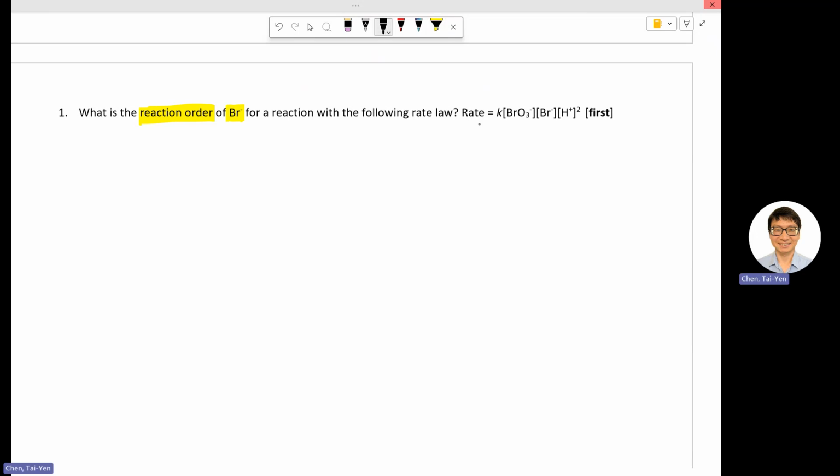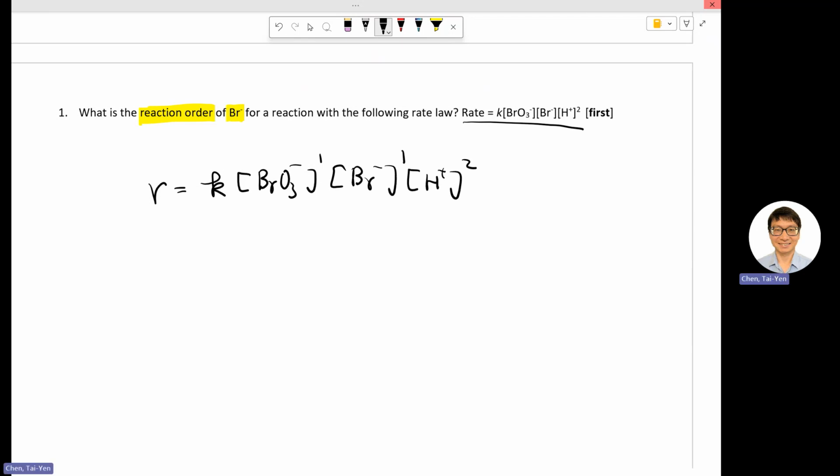So if you look at your differential rate law, it gives you rate equals rate constant K multiplied by BrO3 minus to the first power, Br minus to the first power, and then H plus to the second power, right? Since it is only asking about the order of your Br minus, therefore this is the answer you should input. That's first order. Okay.